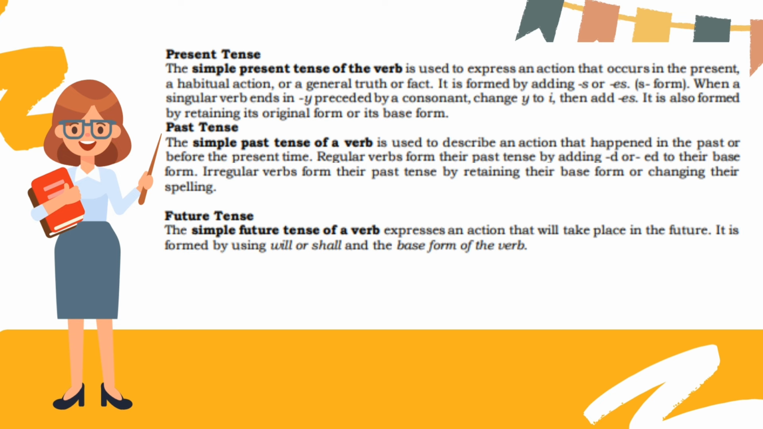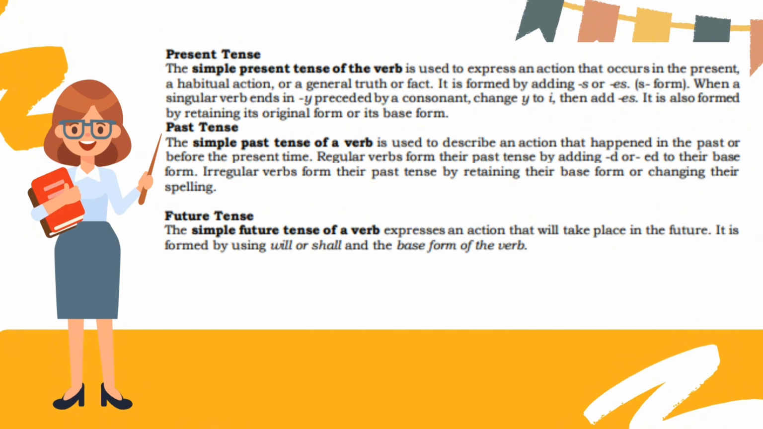Okay, so the present or the simple present tense of the verb is used to express an action that occurs in the present, a habitual action, a general truth, or fact. It is formed by adding s or es, what we call the s form of the verb. When a singular verb ends in y preceded by a consonant, change y to i and then add es. It is also formed by retaining its original form or its base form.